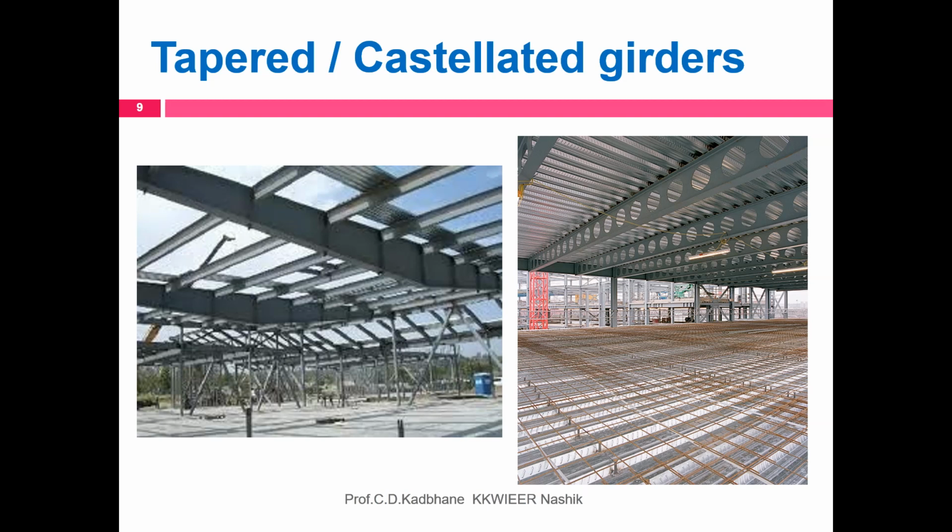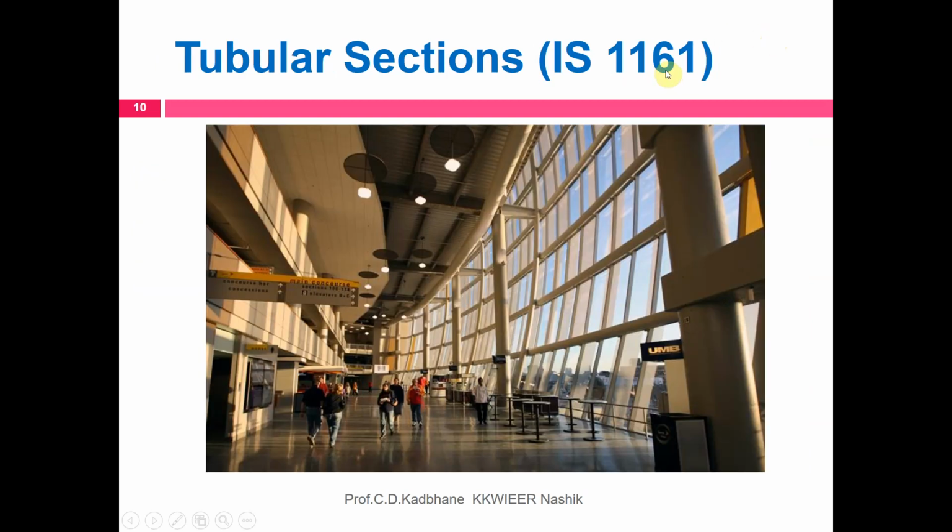Another one is the tubular sections. IS 1161 gives brief information regarding tubular sections. Here is a photograph of an airport where a number of tubular sections are used for vertical, horizontal, as well as the bifurcating members.